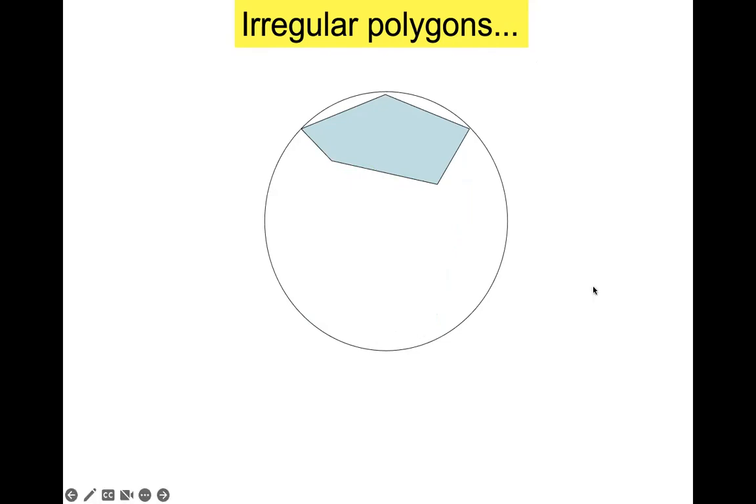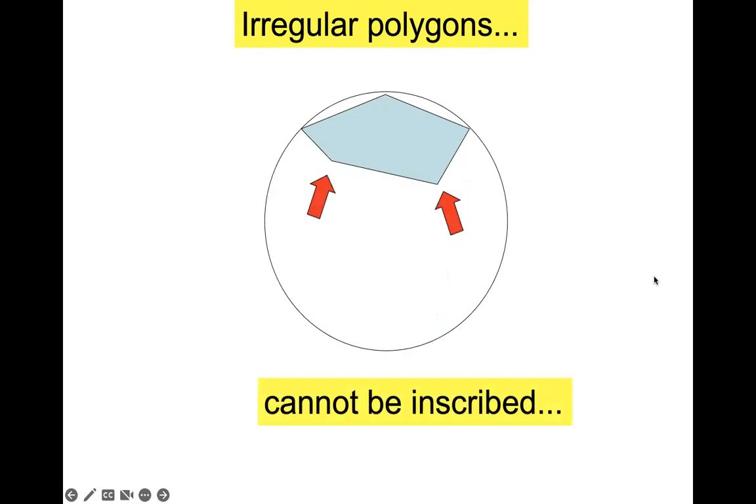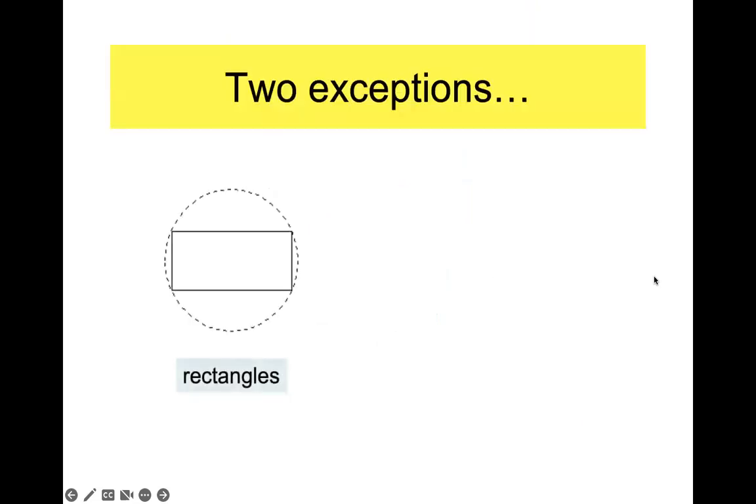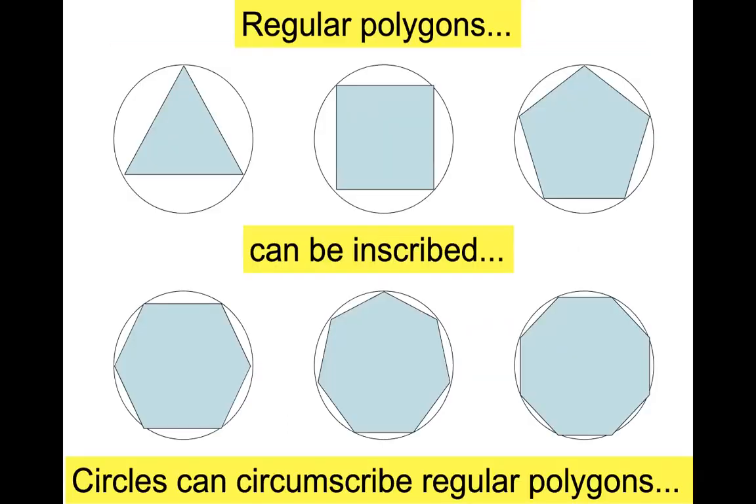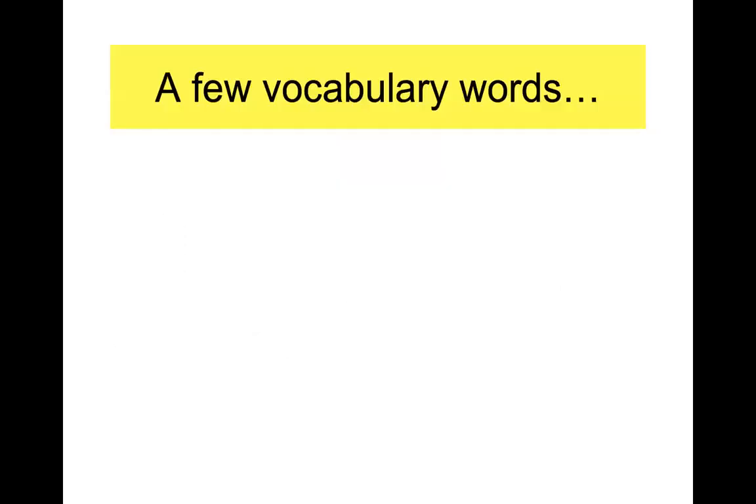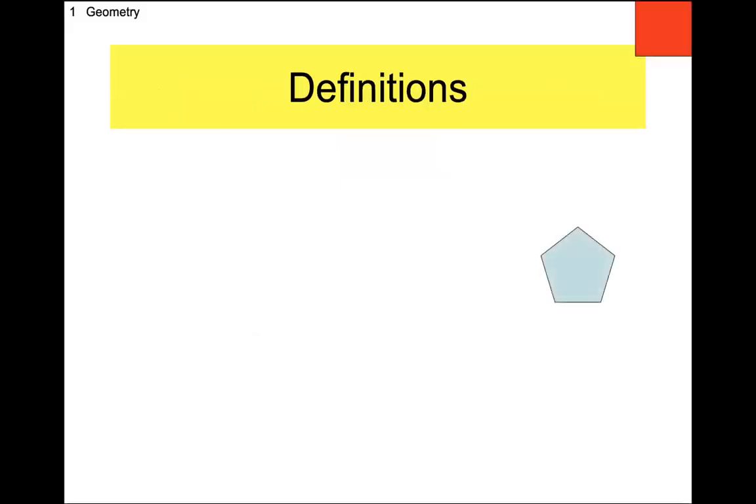Now, two quick exceptions. The 2 exceptions are rectangles can always be inscribed, and triangles can always be inscribed. I remember that was the one construction you had on the last test. But for most other irregular polygons, they cannot be inscribed inside of a circle. So key takeaway number 1 is that if you're regular, you can draw a circle around it that touches all the vertices. Let's add a few vocabulary words to our understanding here.